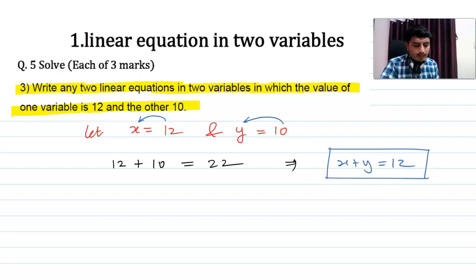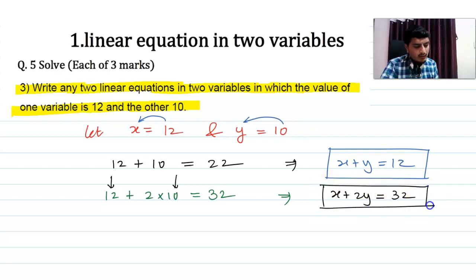Next, let us form the other numerical equation. We have 12 plus 2 times 10, that is 10 twos are 20, 20 plus 12 we are getting 32. So for the other linear equation in two variables, once we replace 12 by x and 10 by y, we are getting x plus 2y equals 32.